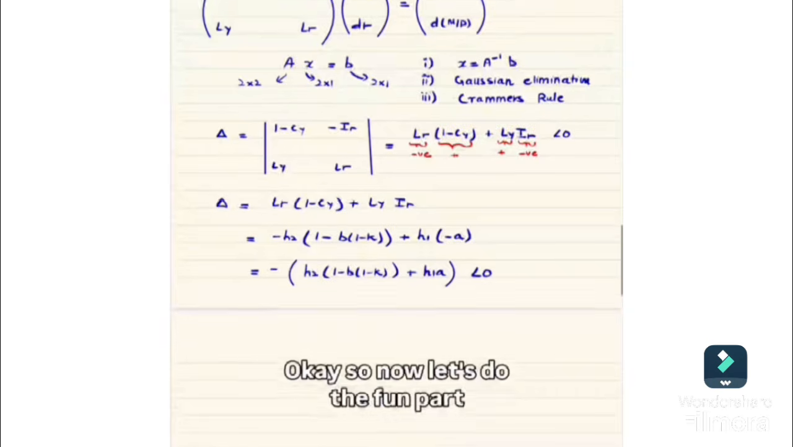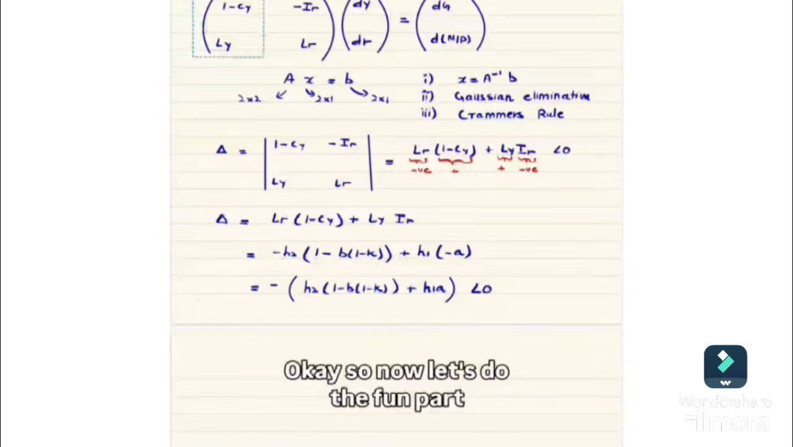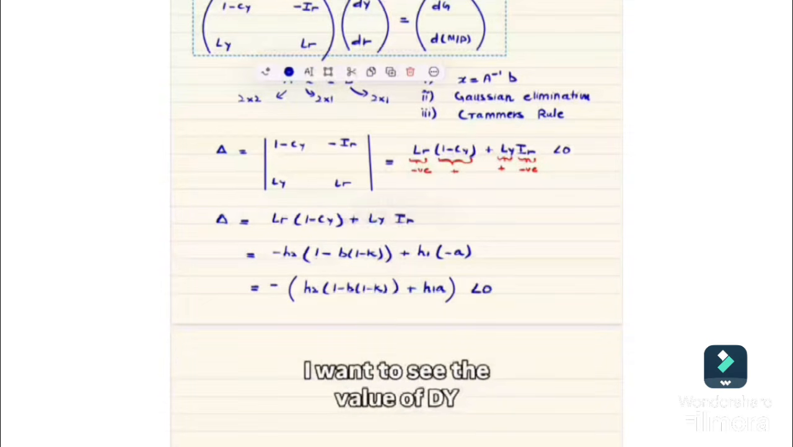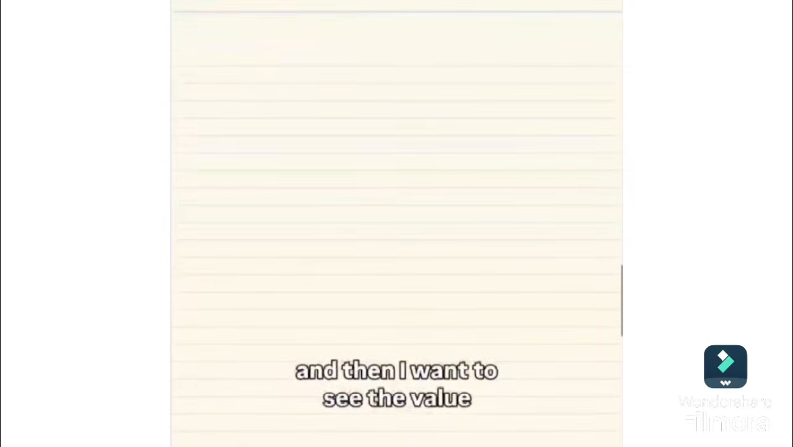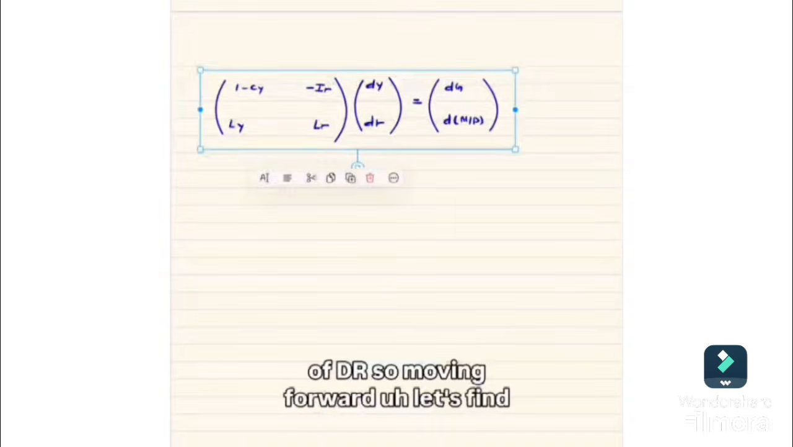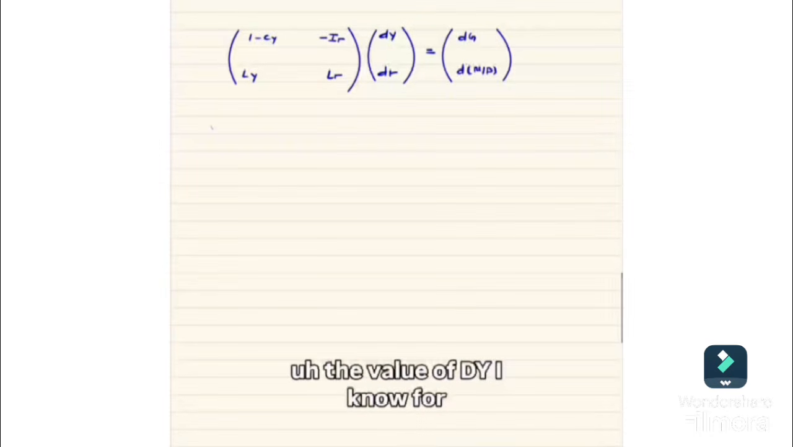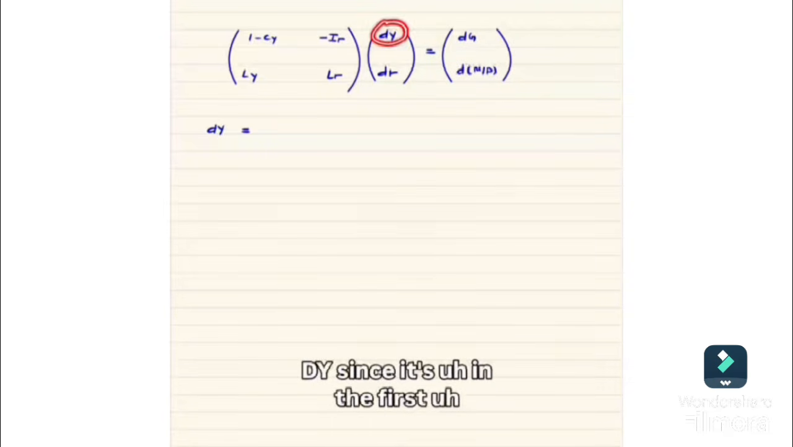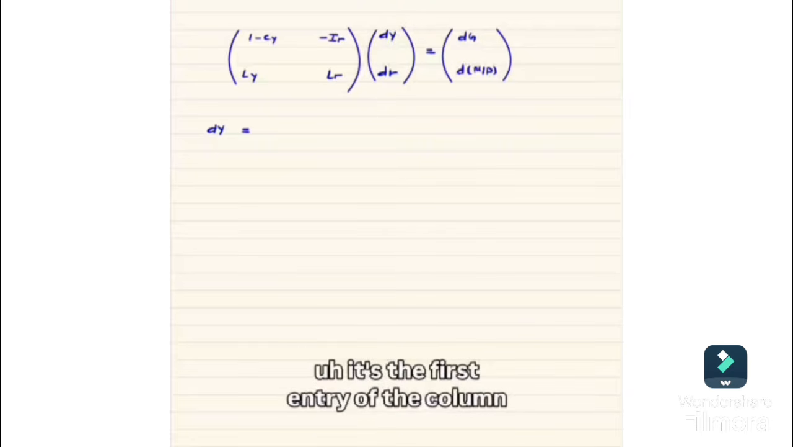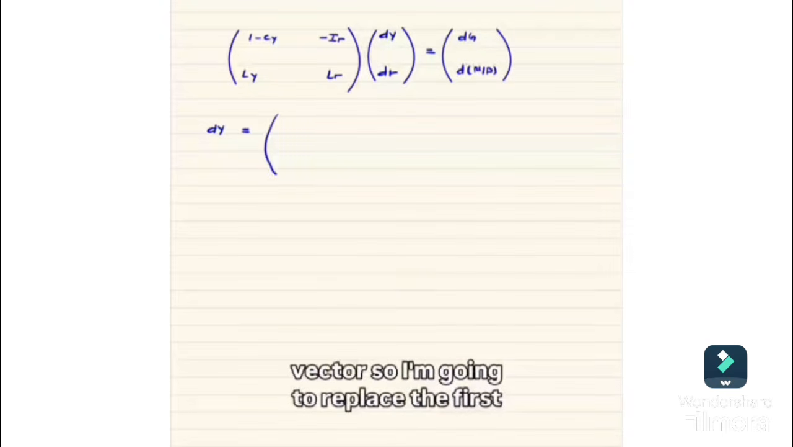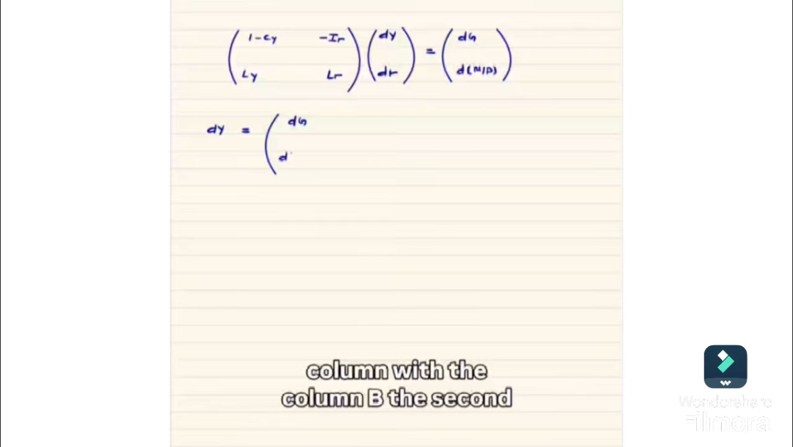Okay, so now let's do the fun part. I want to see the value of dy and then I want to see the value of dr. So moving forward, let's find the value of dy. I know for dy, since it's the first entry of the column vector, I'm going to replace the first column with the column b. The second column is going to remain the same. Actually, I need the determinant.